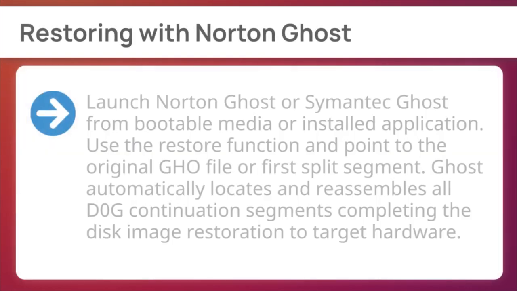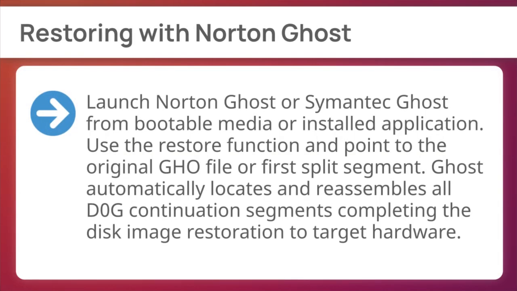First, restoring with Norton Ghost. Launch Norton Ghost or Symantec Ghost from bootable media or installed application. Use the restore function and point to the original GHO file or first split segment. Ghost automatically locates and reassembles all D0G continuation segments, completing the disk image restoration to target hardware.